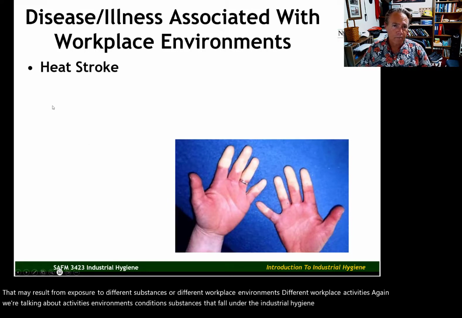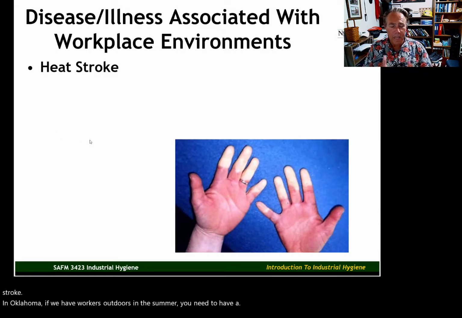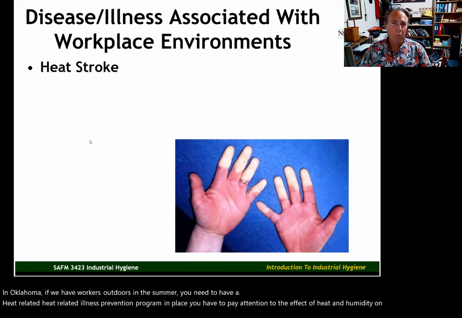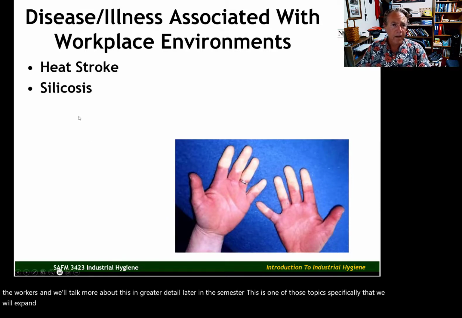Heat stroke. In Oklahoma, if we have workers outdoors in the summer, you need to have a heat-related illness prevention program in place. You have to pay attention to the effect of heat and humidity on the workers. And we'll talk more about this in greater detail later in the semester. This is one of those topics specifically that we will expand upon greatly.